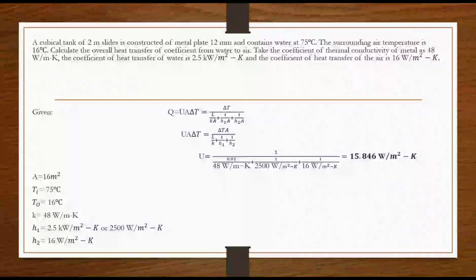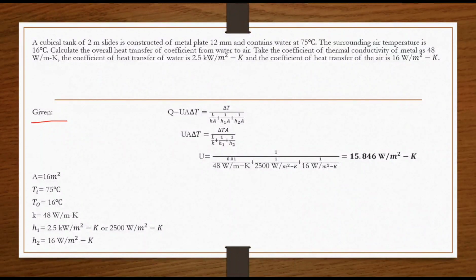Now, we have our givens here. Our area, we have 16 meters squared, and for our initial temperature, we have 75 degrees Celsius, and for our temperature T0 is equal to 16 degrees Celsius. And for our thermal conductivity, we have 48 watts per meter Kelvin.